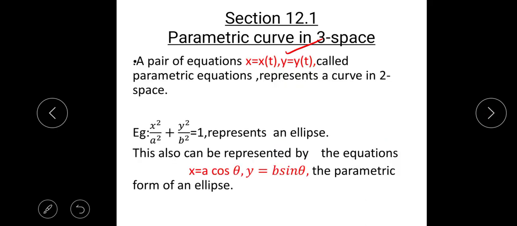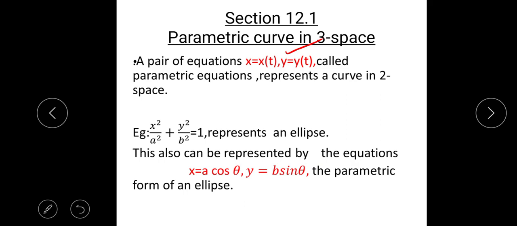Now we are moving on to the first module. It deals with calculus of vector valued functions. Now the first section, section 12.1, it deals with a parametric curve in 3 space. So let us check what is a parametric curve.